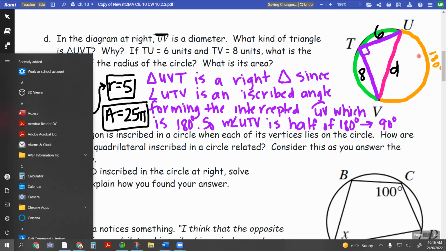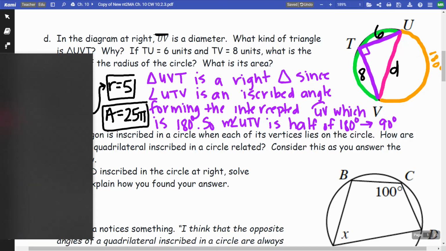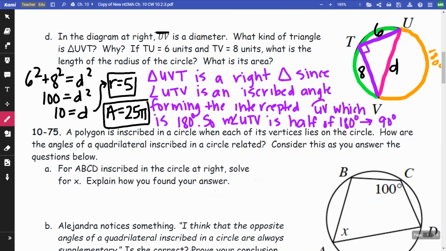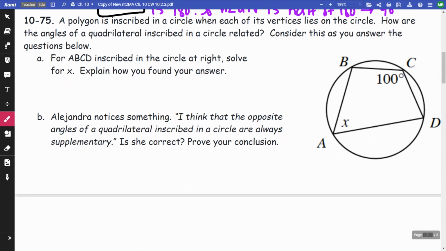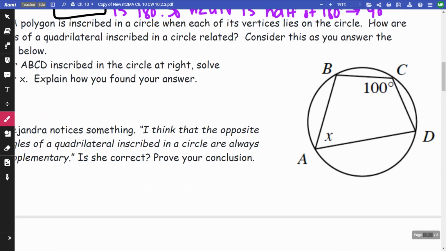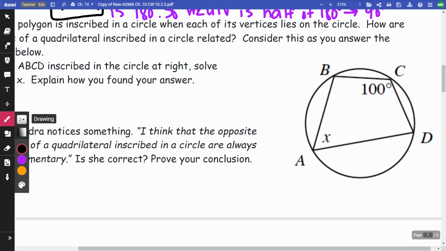Now on 10-75, this time we're dealing with a quadrilateral that's inscribed inside a circle. And they want us to figure out what x has to be. So a couple things I notice, okay?